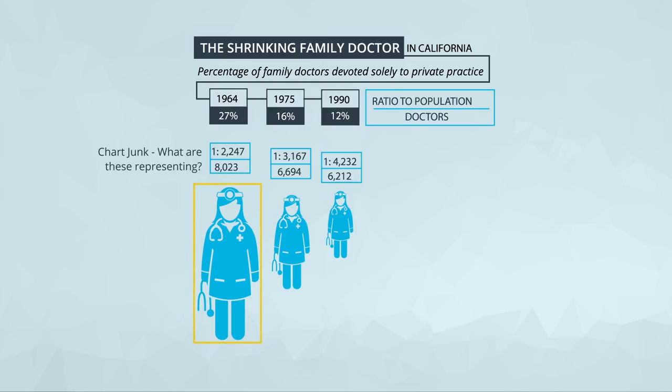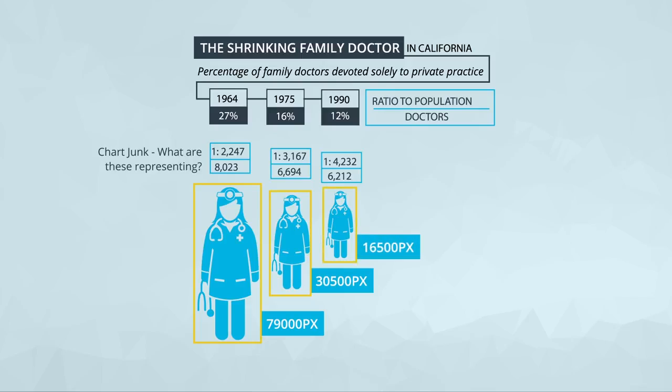Making a rectangle around this largest doctor, it's 437 pixels tall and 181 pixels wide. So it has an area of around 79,000 square pixels. The middle doctor has an area around 30,500 square pixels, and the smallest doctor is 16,500 square pixels.